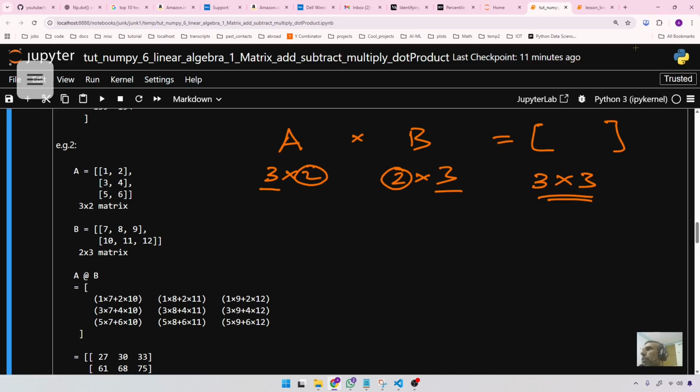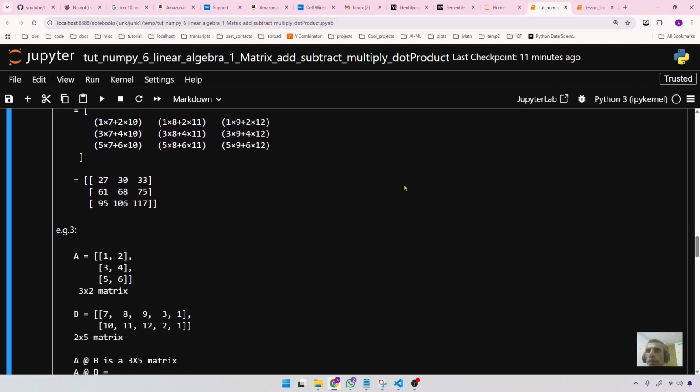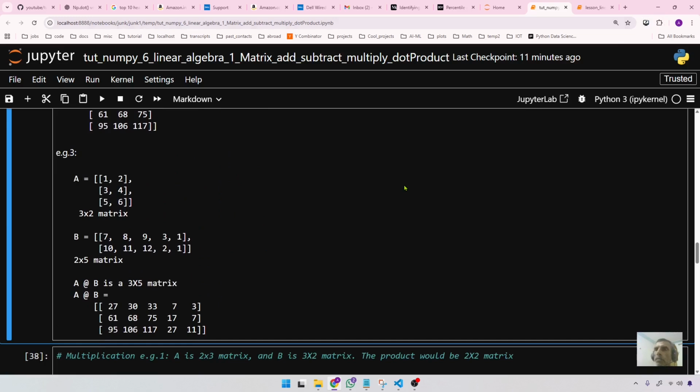And one final example, this one right here. In this case, I have a matrix. This is my matrix A, and this is my matrix B. My matrix A is 3 by 2.